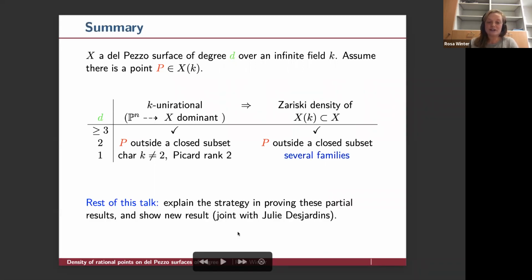And in the rest of this talk, I'll explain the strategy in proving these partial results that I said before, and I'll show the new result, which is joint with Julie.